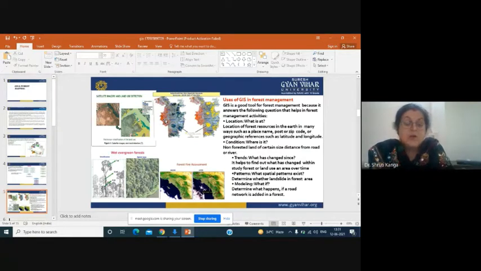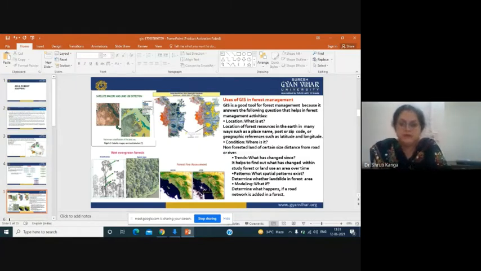Then the second, what is the condition? Where is it? For example, I'm talking about the northern area, where there is a degradation of forest, and in the eastern area, more degradation. So this GIS technique actually helps us know the condition, where it is more critical, where it is less critical, where it is moderately critical. Wherever it is more critical, we need to focus on it in a priority manner.